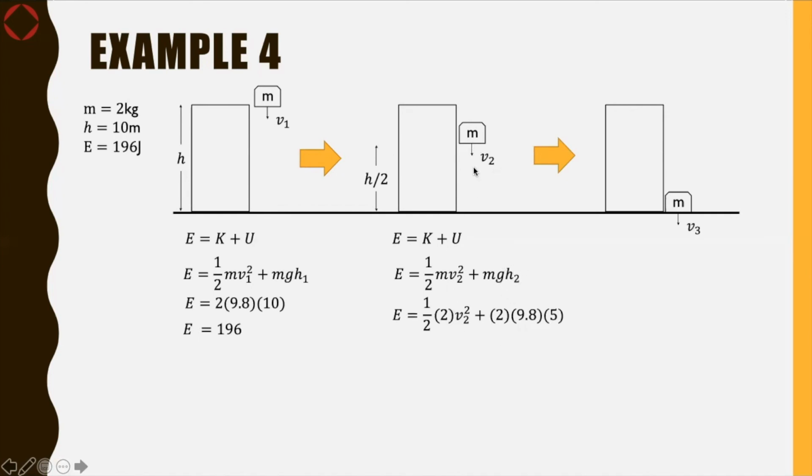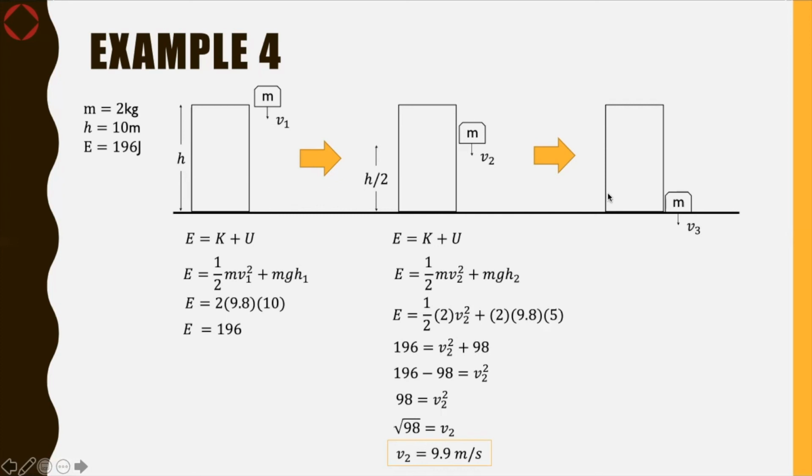Now look how the height changed. Instead of being 10 meters, now it's 5 meters. Substituting the values and plugging into the calculator, E is 196. One half times 2 is 1, so V2 squared is here alone, because 1 times V2 squared is V2 squared, plus 98. 2 times 5 is 10, times 9.8 is 98. Then you pass this subtracting to the other side and you take the root of that and we get V2. V2 will be the square root of 98, 9.9 meters per second.